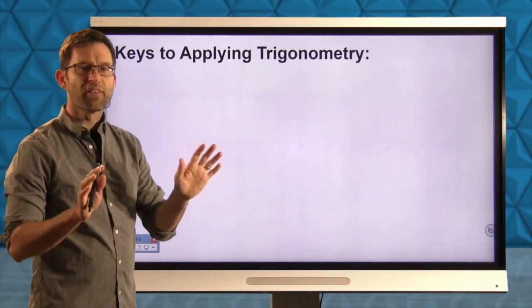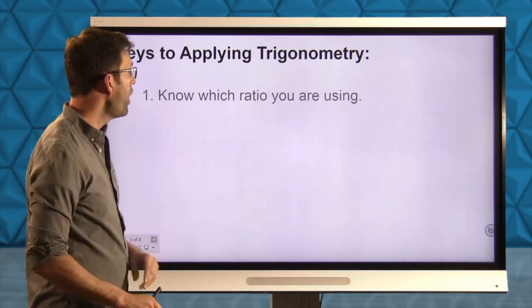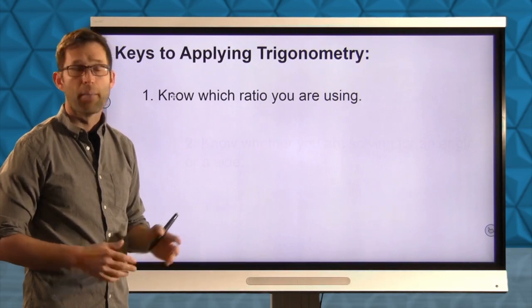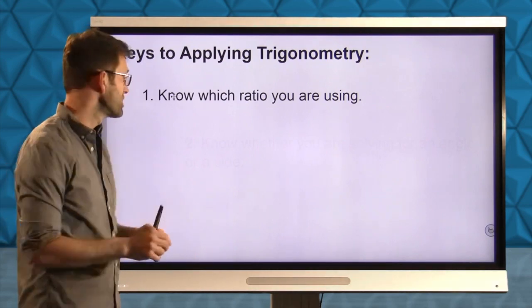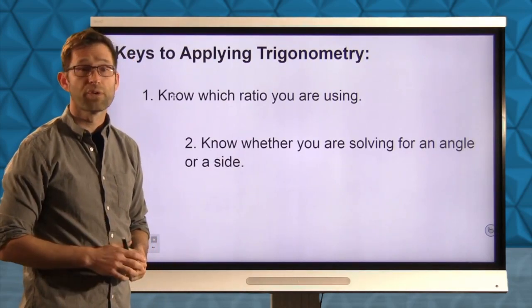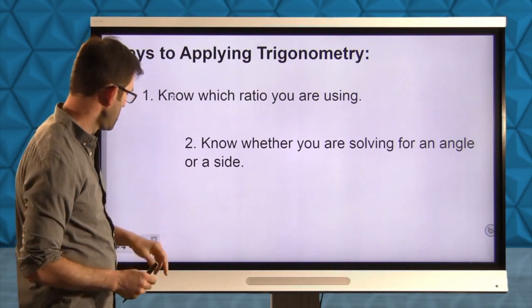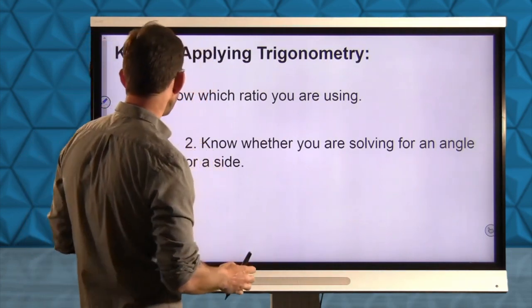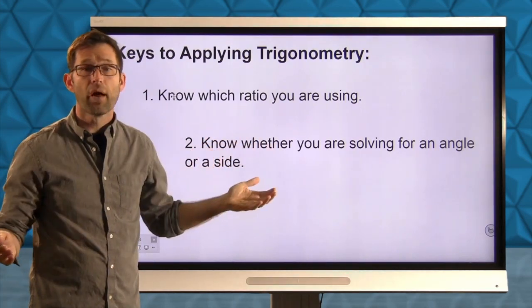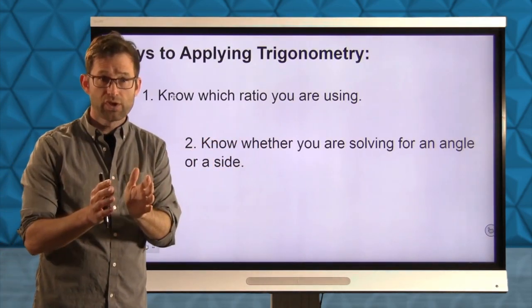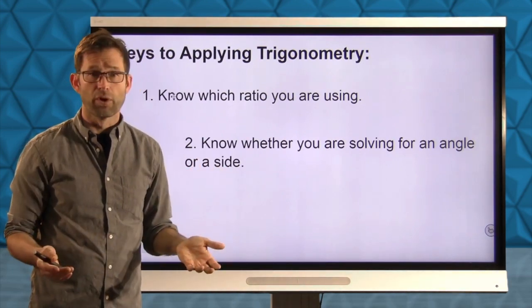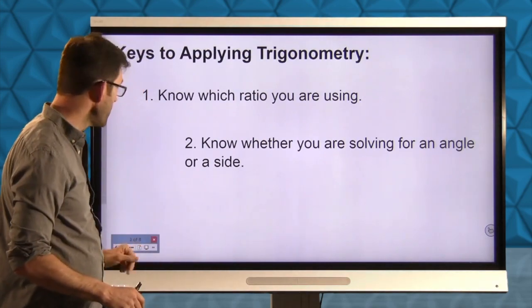All right. Let's talk about the keys to applying trigonometry. One, know which trig ratio you're using. Okay? Am I using sine? Am I using cosine? Am I using tangent? Know whether you're solving for an angle or whether you're solving for a side. That's very important. All right? And that's it, right? Those are the keys to using trigonometry in any applied setting. Know which ratio you're using and know whether you're solving for a side or an angle. Everything else is algebra. It really is. So let's do some problems.